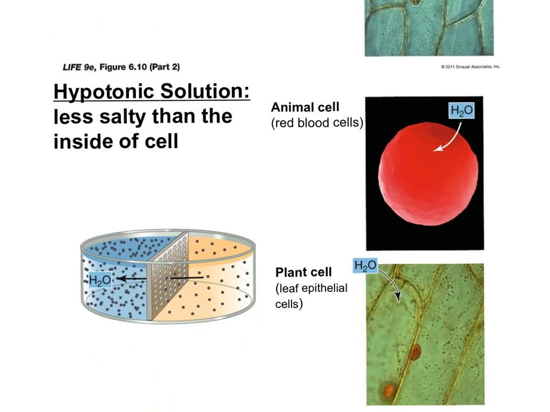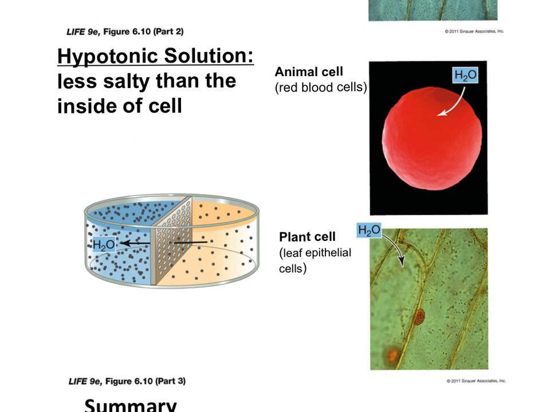The third situation a cell can find itself in is a hypotonic solution. A hypotonic solution is less salty. So the cell is very salty. The environment is less salty. So water flows toward the salt. Water flows from more water to less water. Water is rushing into the cell. This can potentially cause the cell to burst or explode.